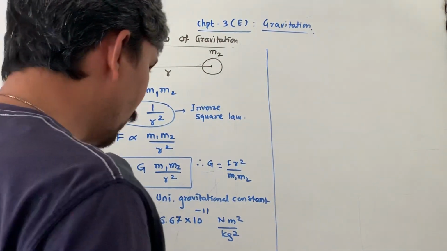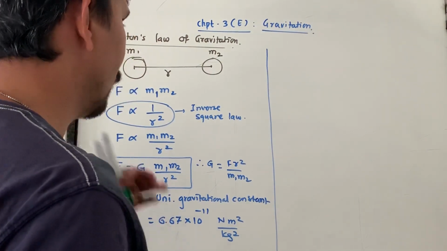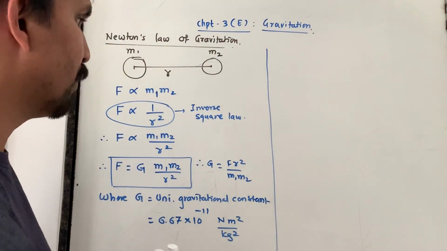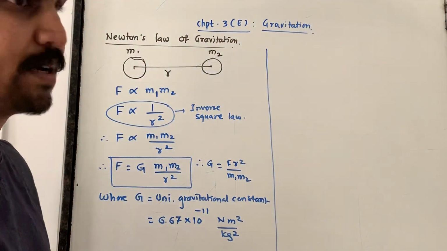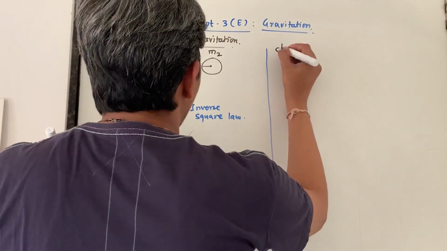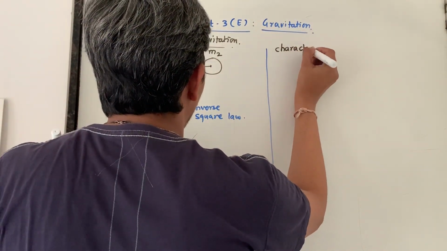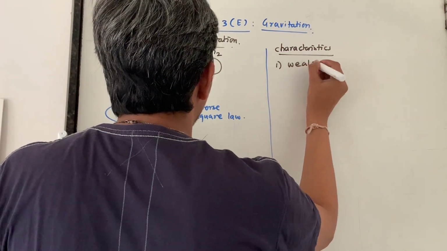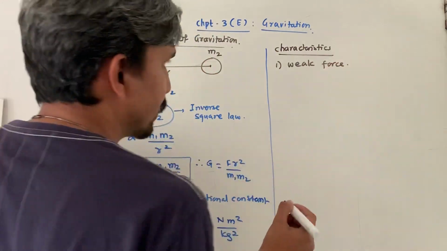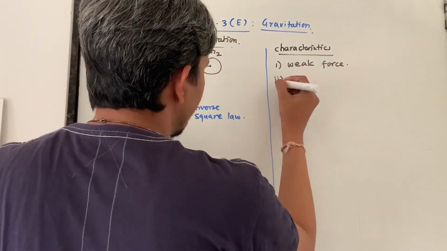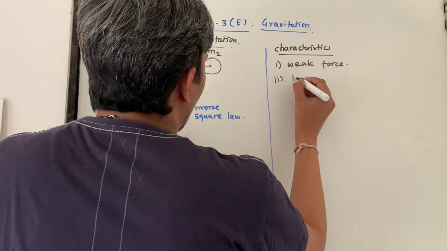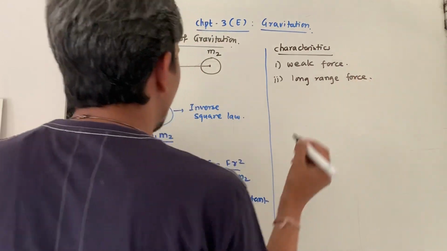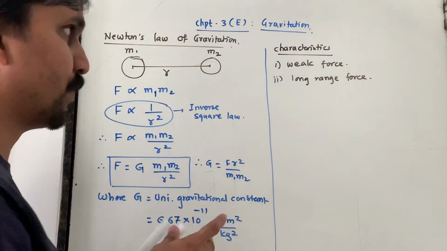Now, what are the characteristics of this gravitational force? One, this is the weak force among all the basic types of forces. Two, this is a long range force. This is applicable for heavenly bodies, not for ordinary bodies.